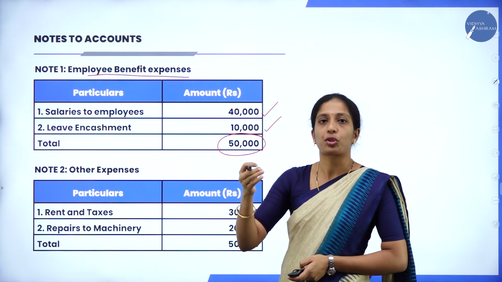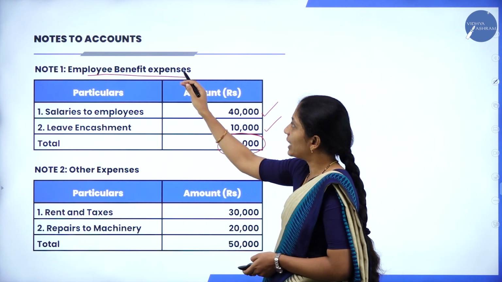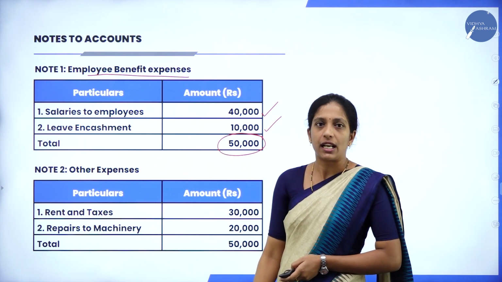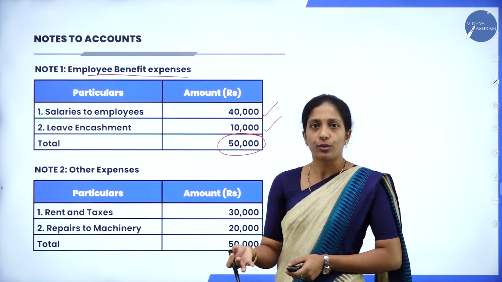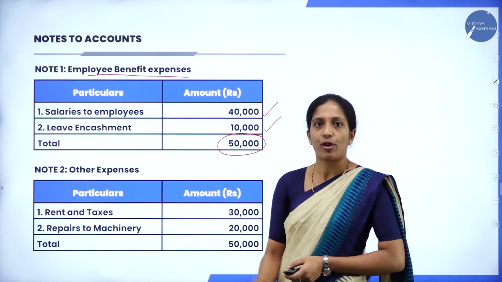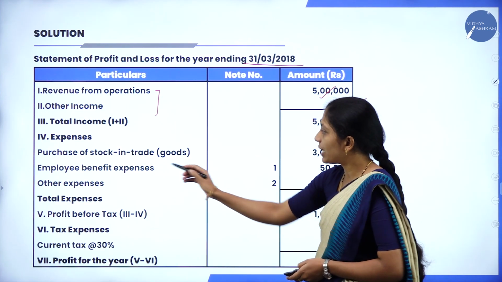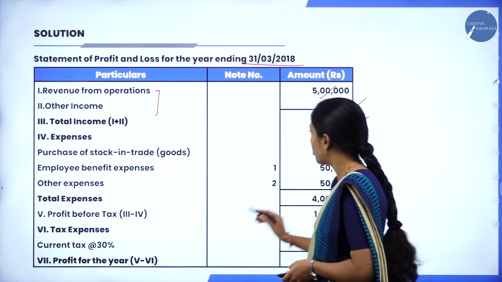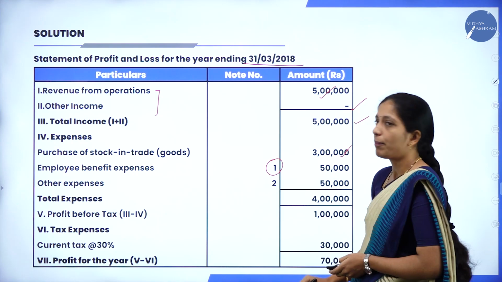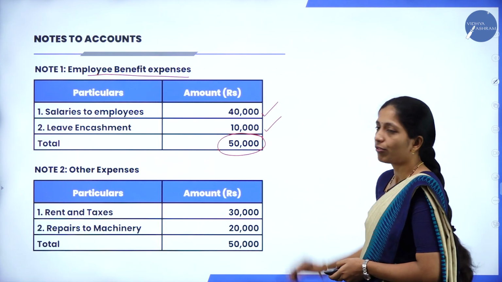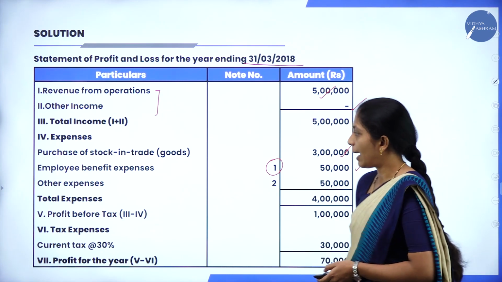Okay, so instead of showing it separately, I have to show it in the heading employee benefit expenses. And it is easy to identify also, anything related to employees. So this comes under employee benefit expenses. Now this is note number 1. How do I show it in my format? Employee benefit expenses, I have to write note number 1. Directly write the total amount. So total amount was 50,000. So you will write that amount.